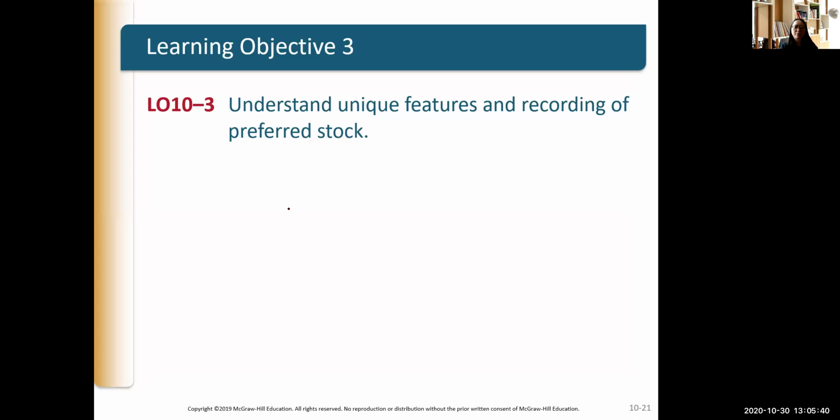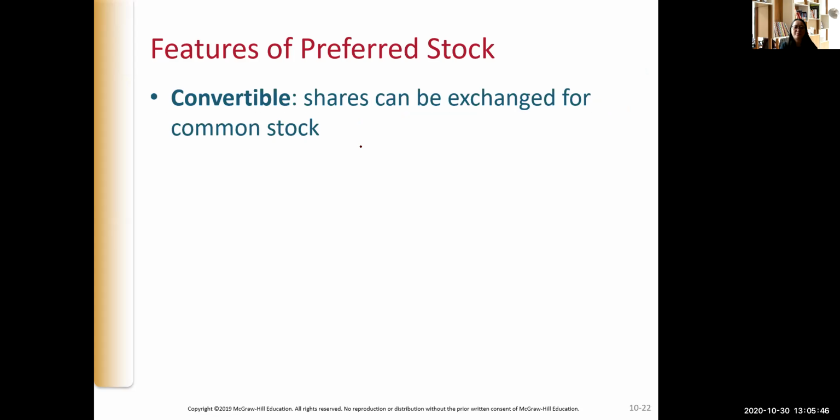Okay. So how do we understand the unique features and the recording of preferred stock? First of all, what is preferred stock? When we say it's preferred, it's preferred in two ways. Preferred stock usually has a first right to a specified amount of dividend. Meaning that if you declare any dividend, the people holding preferred stock get it first, before common stockholders.